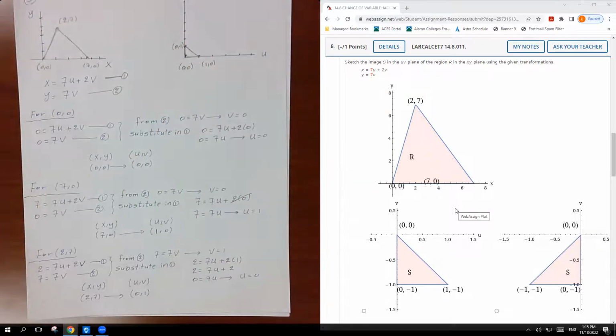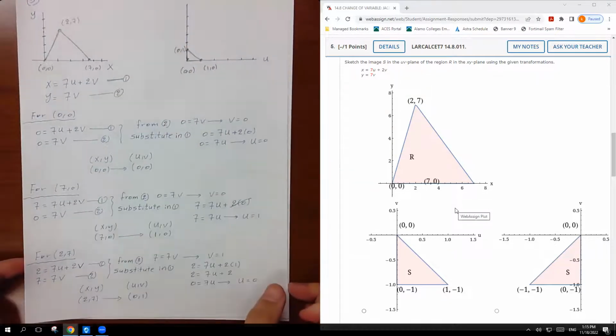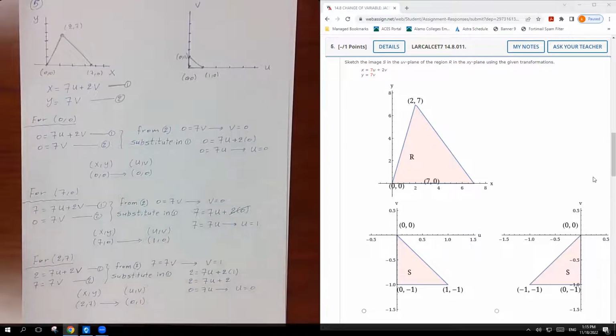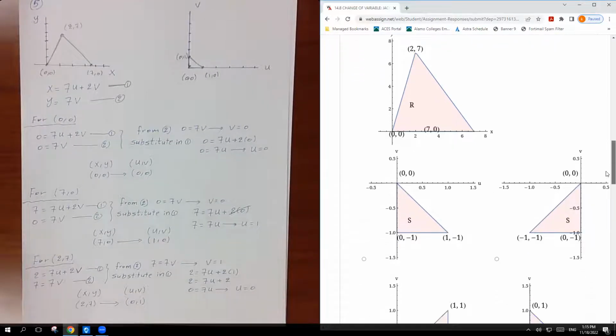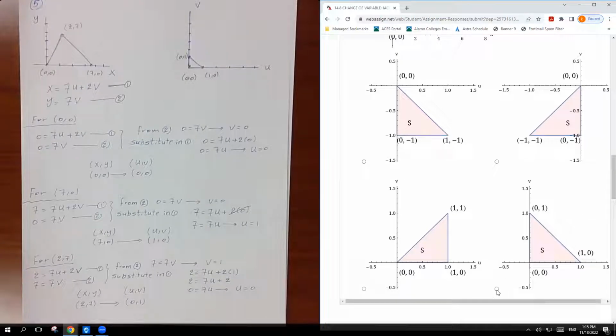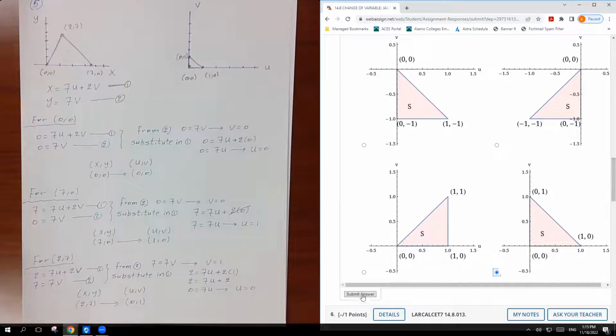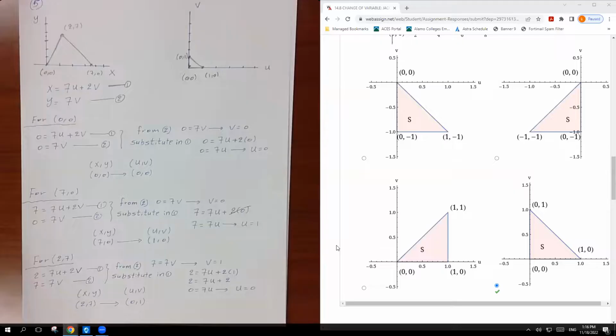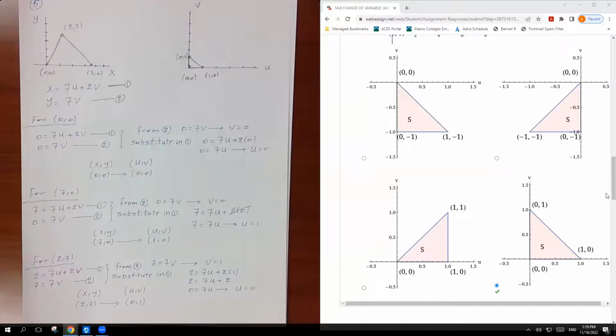So we can now choose which one is going to be the right one. By just looking at the coordinates, you see here's the UV plane. We have 4 options, and this one is going to be the right one. So it's 1, 0, 0, 1, and the point 0, 0. So that's it for this example. You got it right. Let's move to number 6.